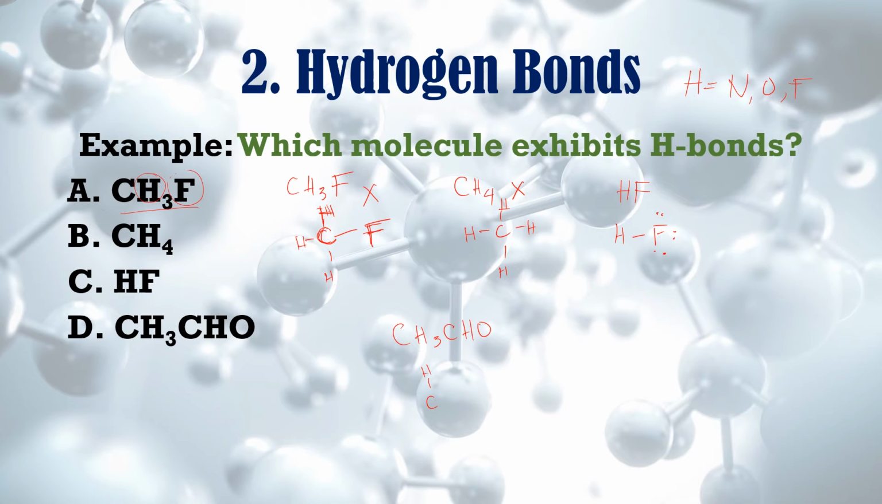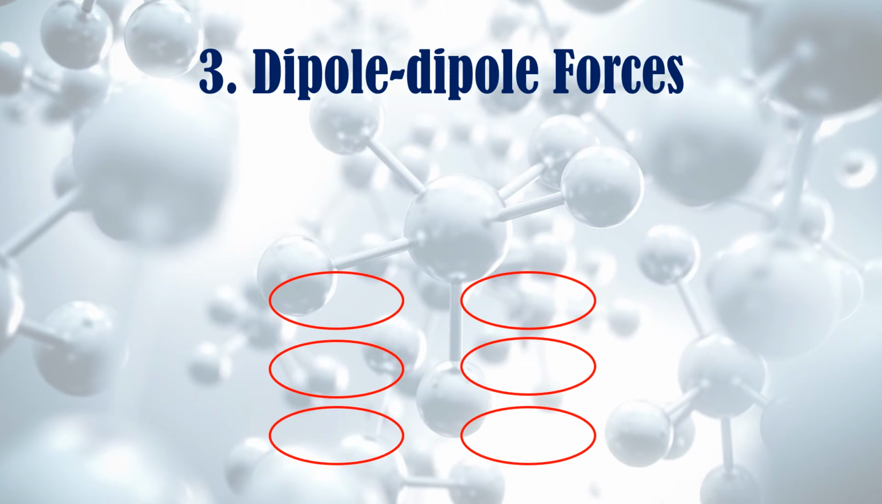And lastly, the CH3CHO. So we have its Lewis structure: C, and then H, and then O. As you can see, hydrogen is bonded to carbon and not to oxygen. So CH3CHO does not exhibit a hydrogen bond. We still have one: the NH3. So we draw N and then 3 hydrogen atoms. Hydrogen is bonded to nitrogen, so this one exhibits a hydrogen bond. So the answers are letter C and letter E.